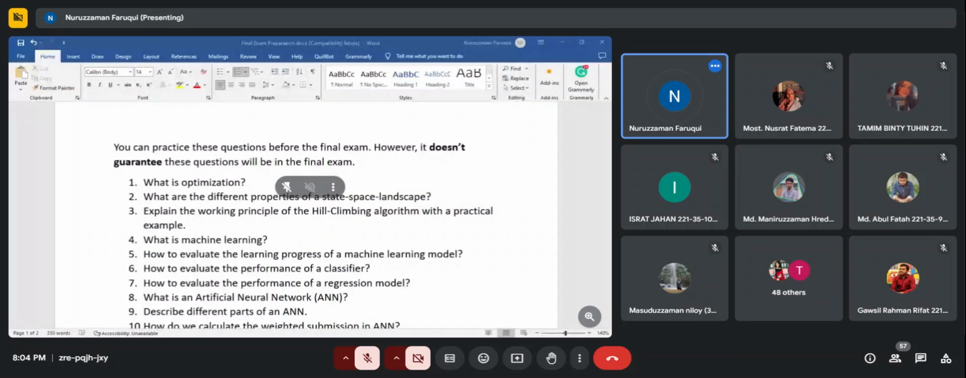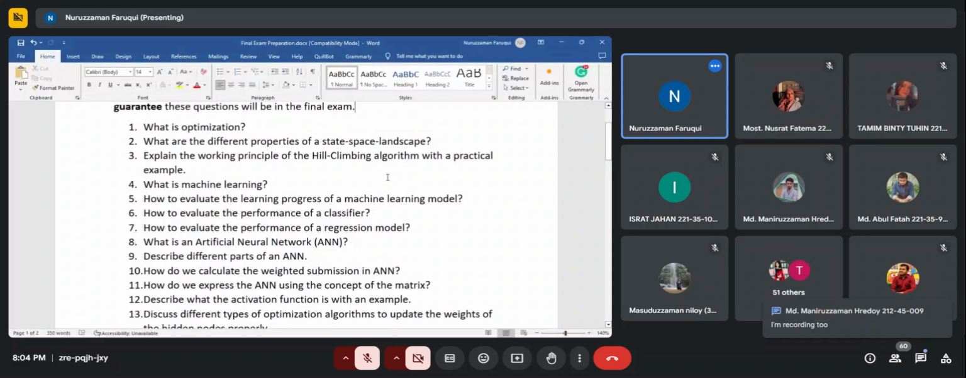So let's start with the suggested questions to practice before the exam. One thing I'd like to highlight is that it doesn't guarantee that questions in the final will be common from here. These are just a set of questions which are important and you can practice before the final exam. The questions here are fairly simplified. For example, what is optimization? What are the different properties of a state space landscape?